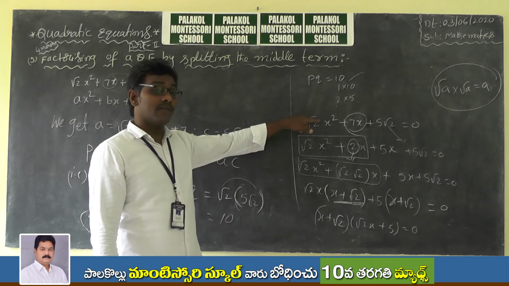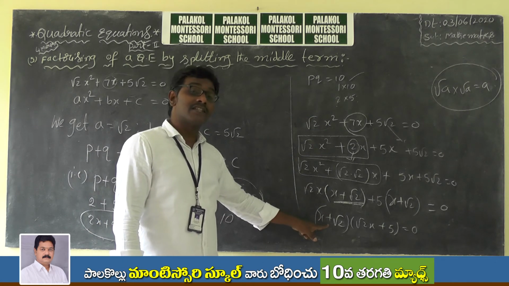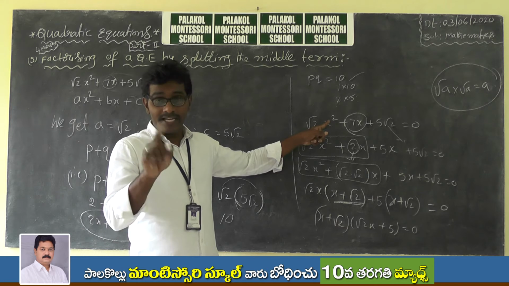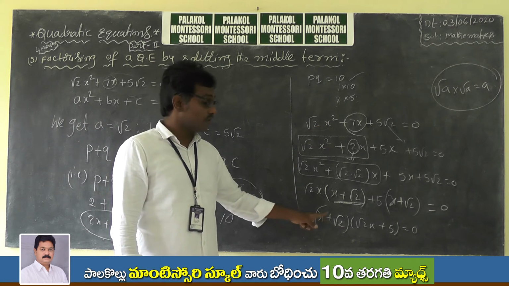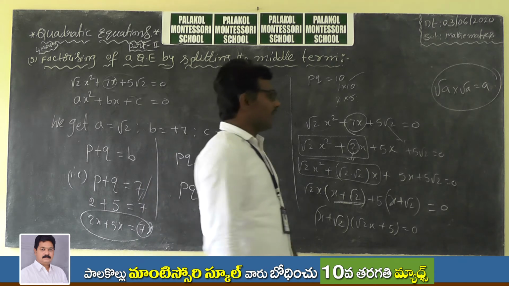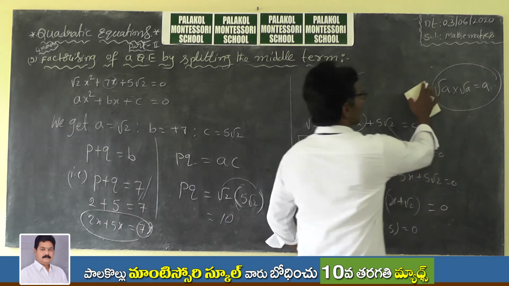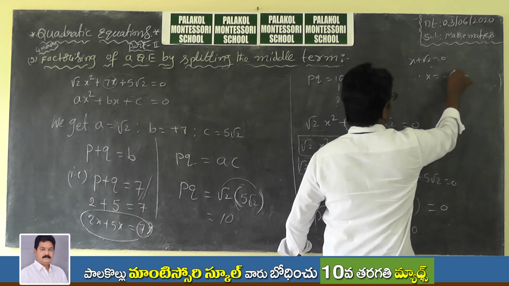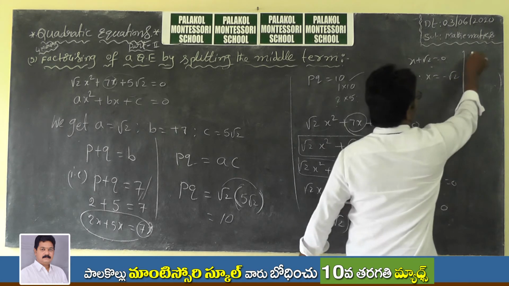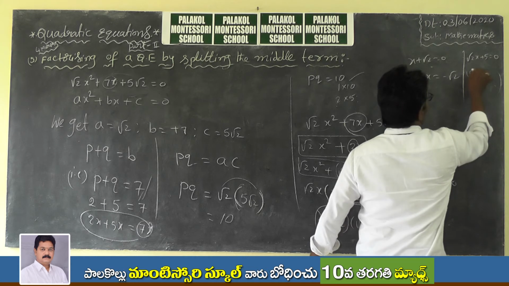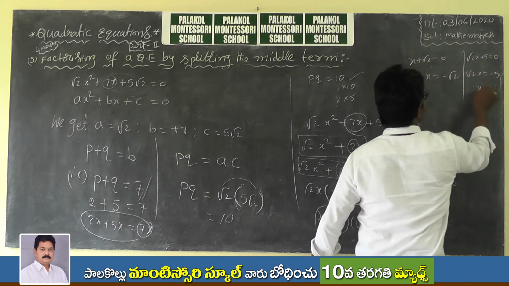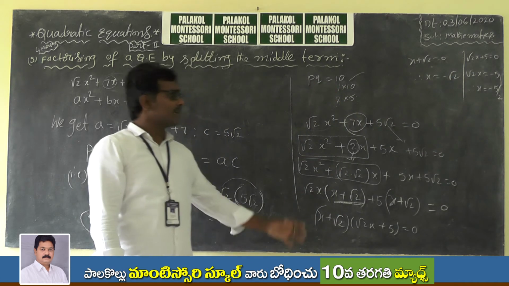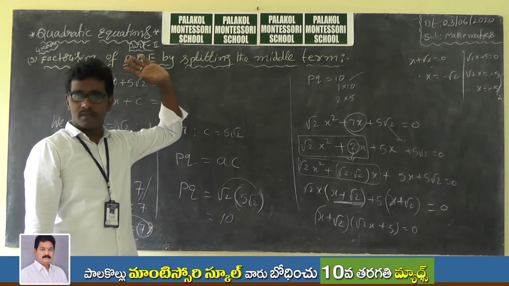Guys, it's given as a quadratic equation, but here in the form of linear equations. So the linear equations are the factors of the given quadratic equation. When the linear equation is equal to 0, you get the x values. That means x plus root 2 is equal to 0. Therefore, x is equal to minus root 2. Here, root 2x plus 5 is equal to 0. Root 2x is equal to minus 5. Therefore, x is equal to minus 5 by root 2. These are the roots of this quadratic equation. This method is called splitting the middle term.